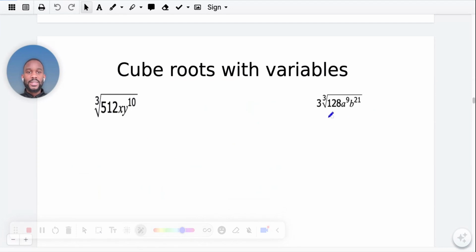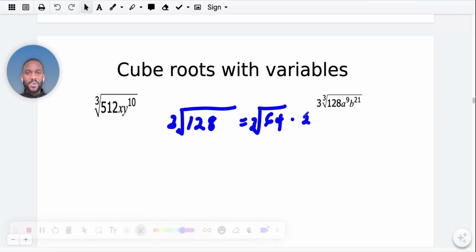Now let's look at the last example. Let's start with 128. 128 is not a perfect cube, so I have to break it down into two numbers, multiply them, get 128, and one is a perfect cube, and that is 64 and 2. So I get the cube root of 64, get the cube root of 2, and the cube root of 64 is 4. So 4 times the cube root of 2. So that simplifies like that.